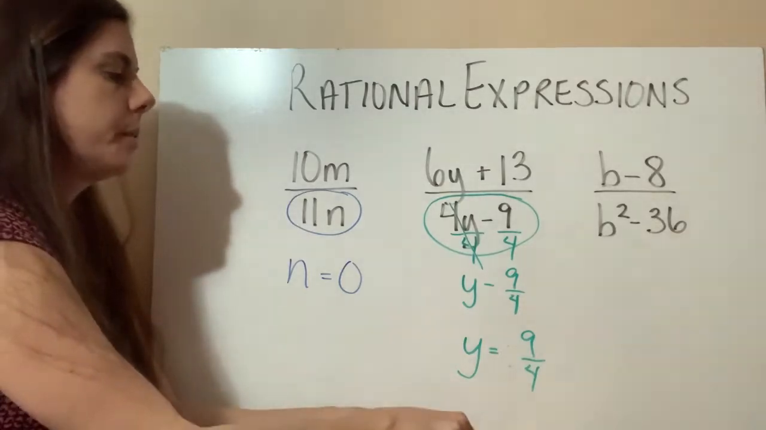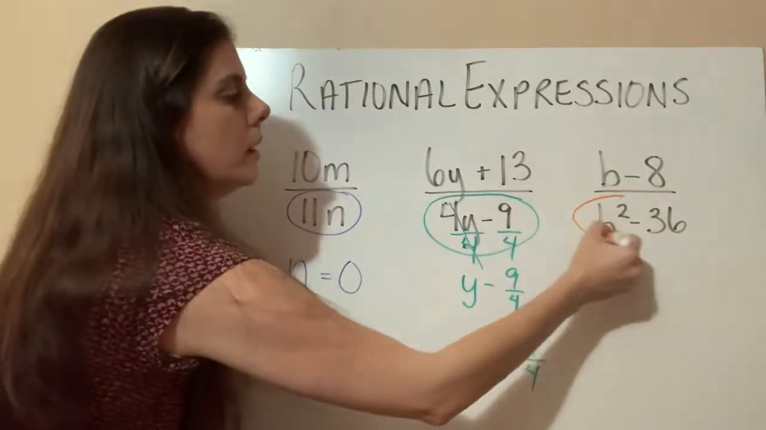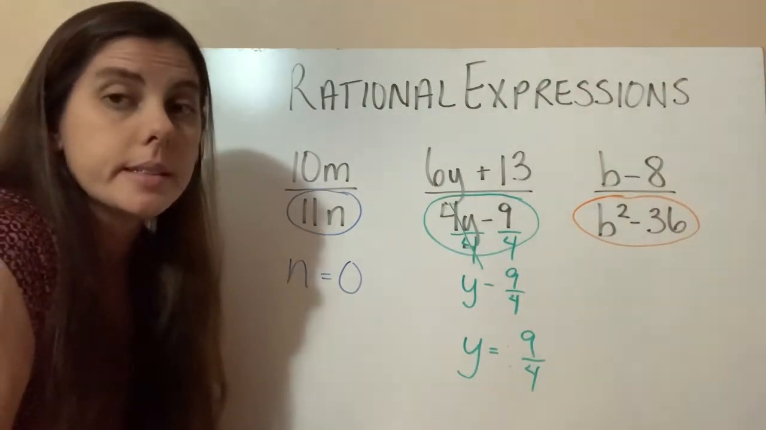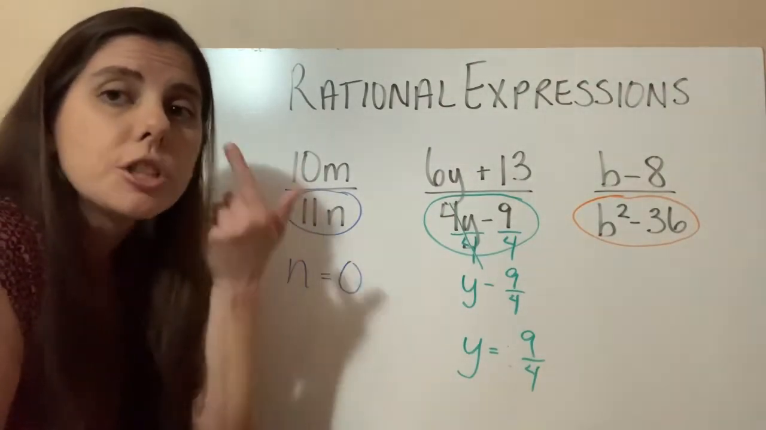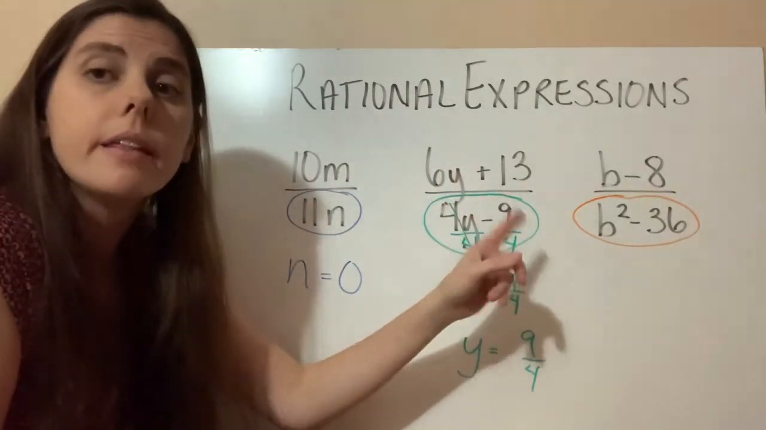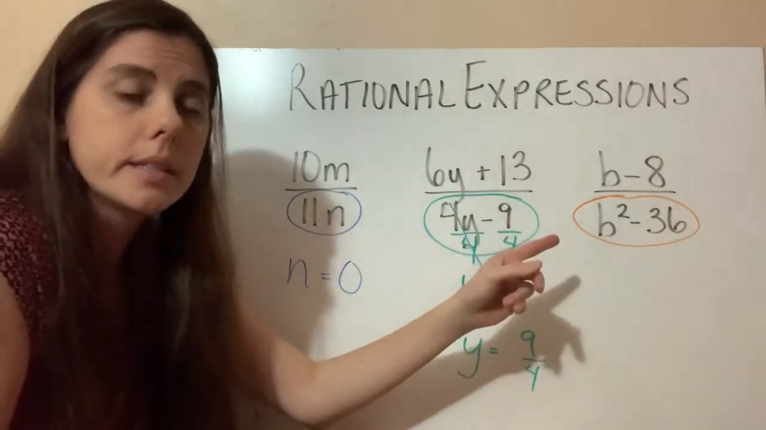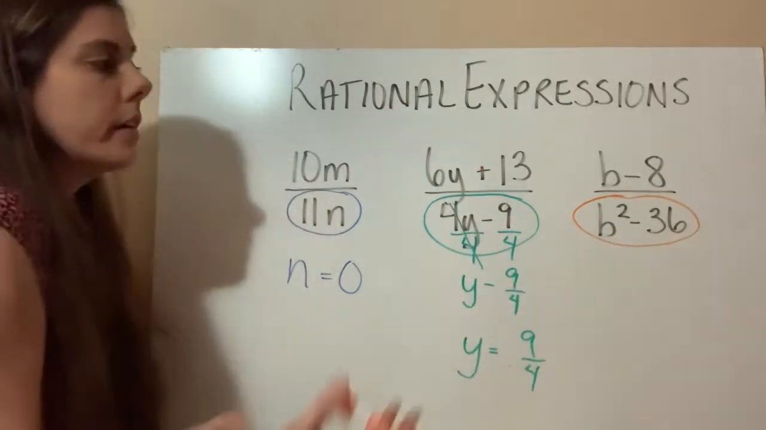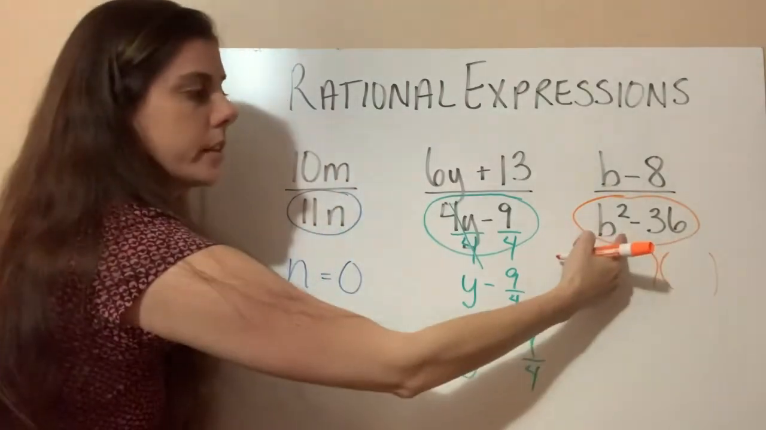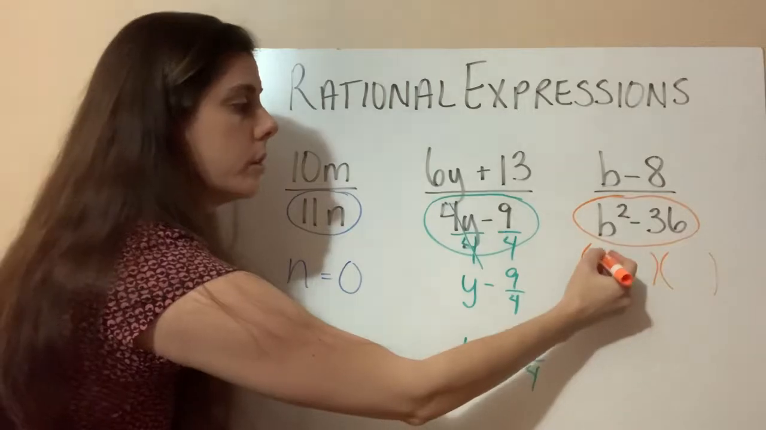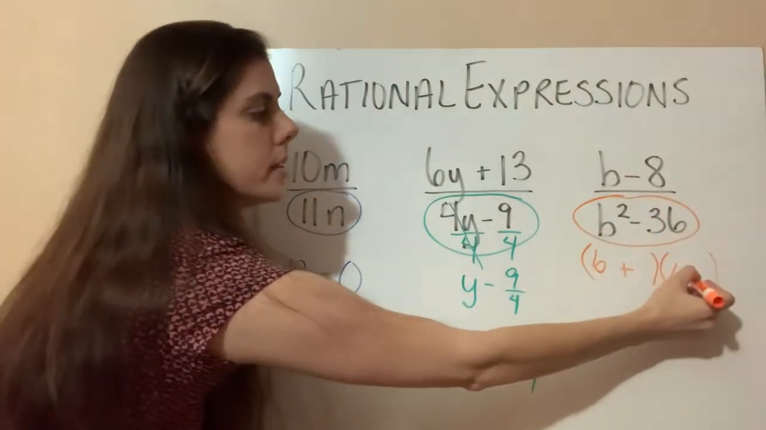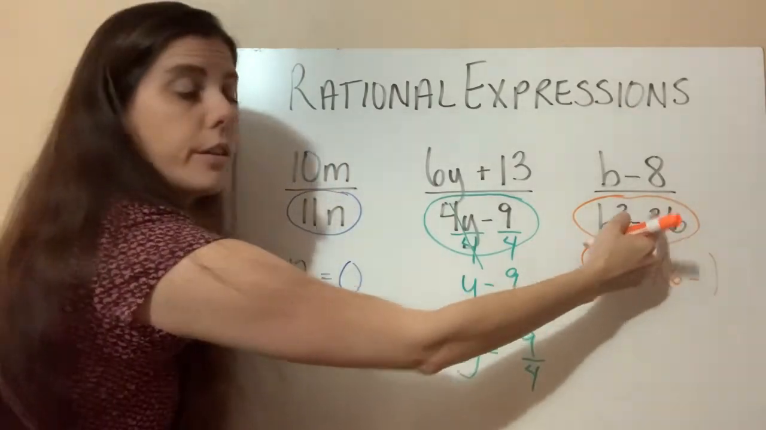In our last example, we're just looking at the bottom again. We have b squared minus 36. That should ring a bell. This is a pattern. This is a special product. This is a difference of squares. So we can factor this into two sets of parentheses, because we can take the square root of b squared, which is going to be b. Since this is a difference, we know that we're going to have a plus and a minus, and then 36.